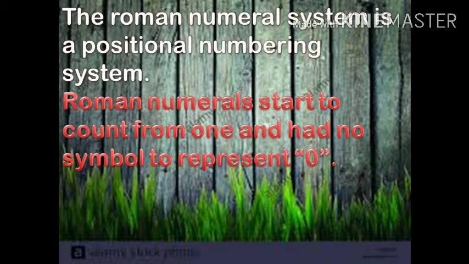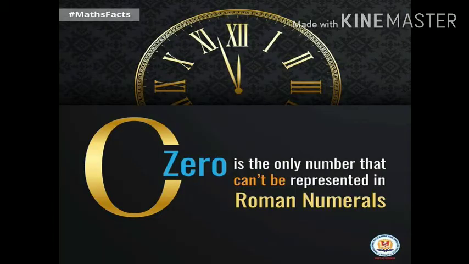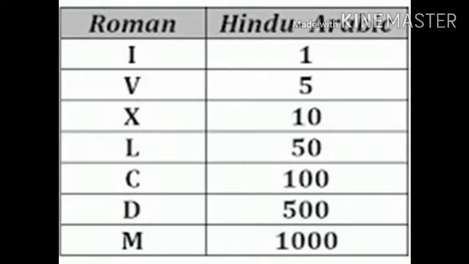The Roman numeral system is a positional numbering system. Since it is a numbering system, the counting for Roman numerals starts from 1 and there is no symbol to represent 0. In this table, the symbols are called Roman numerals and the numbers are called Hindu-Arabic numerals. Let us see the Roman numerals for these numbers.